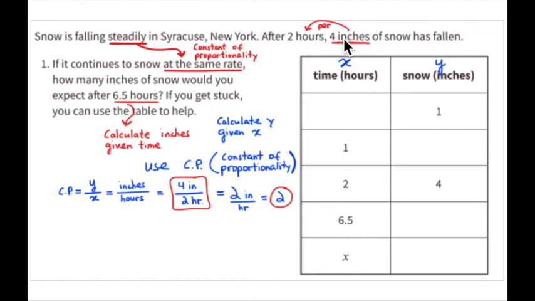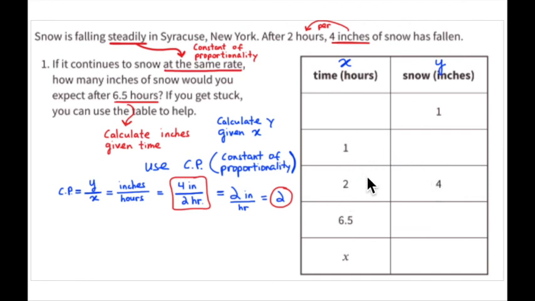So it's y per x, so it's inches per hour. That constant of proportionality is going to be the number of inches of snow per 1 hour. And then you have to figure out how many inches of snow accumulate in 6.5 hours. So calculate the inches given per time, calculate y. Usually you're given x once again, and you're asked to calculate y in these kinds of problems.